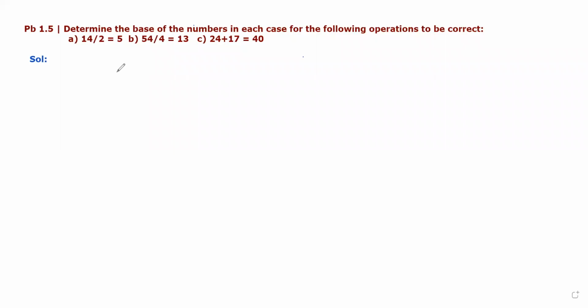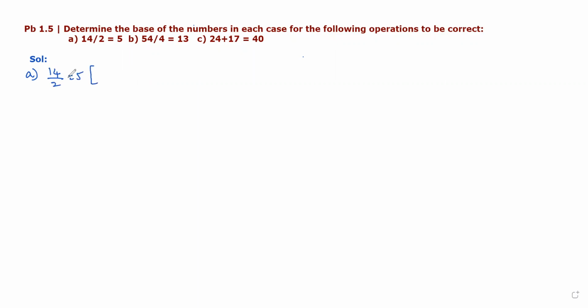Hello guys, in this video I will explain the solution for the given problem, that is, determine the base of the numbers in each case for the following operations to be correct. Now let us take the first combination of the numbers, that is 14 by 2 equal to 5.